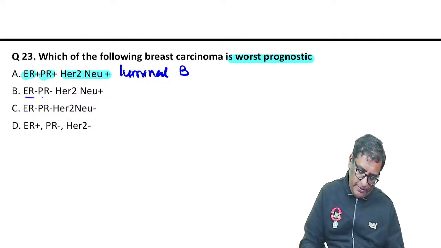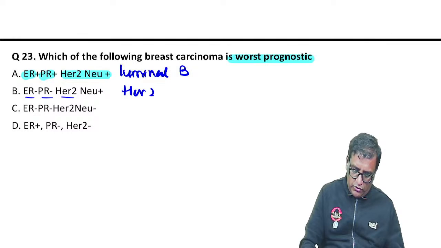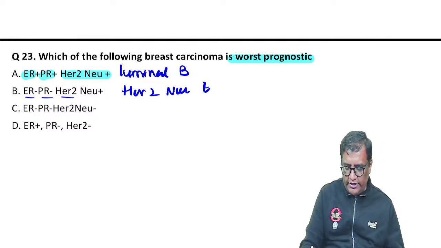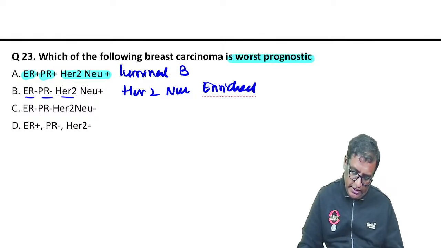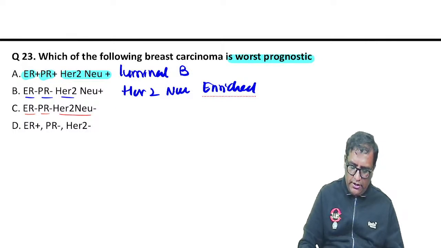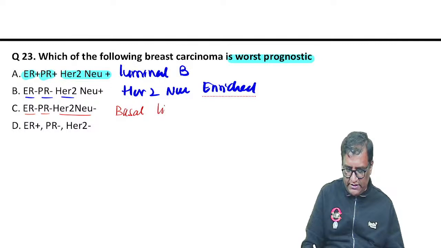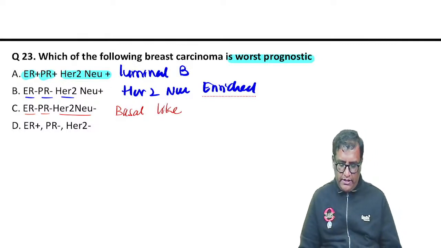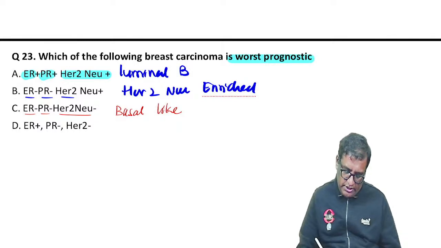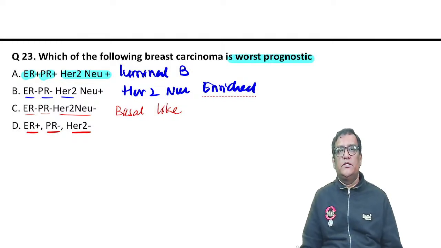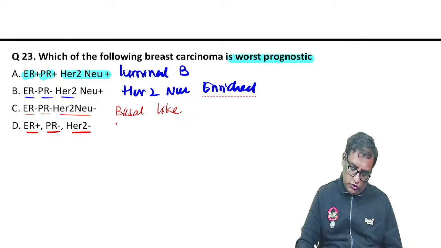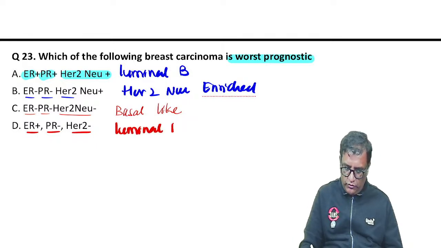Next one, ER negative, PR negative, HER2 positive. This will be called HER2/neu enriched. Then the third one, ER negative, PR negative, HER2 negative. This is your basal-like breast carcinoma, isn't it? Next, ER positive, PR negative, HER2 negative. So what is this? ER positive, HER2 negative and PR is also negative. This will also be luminal B.